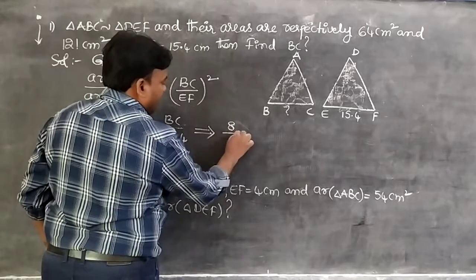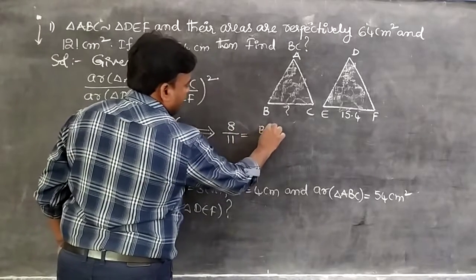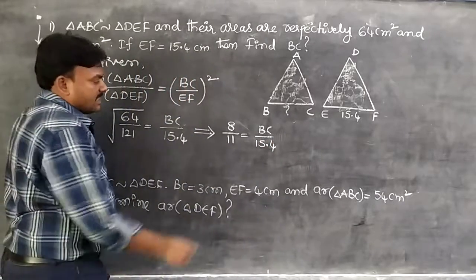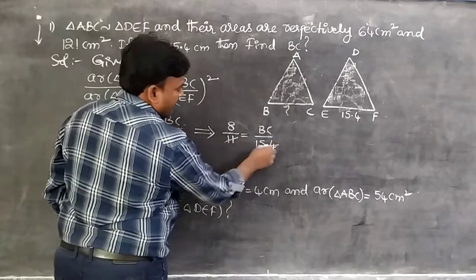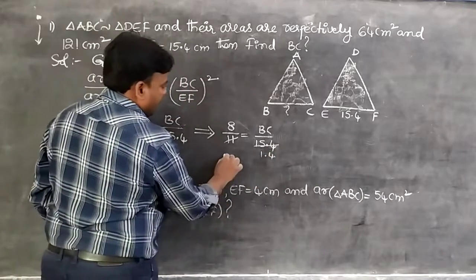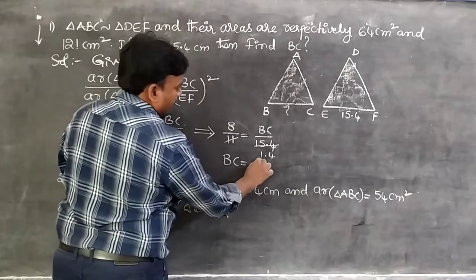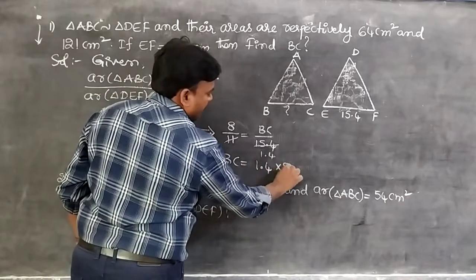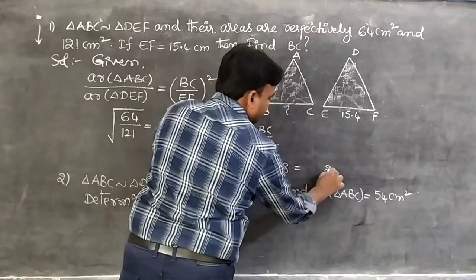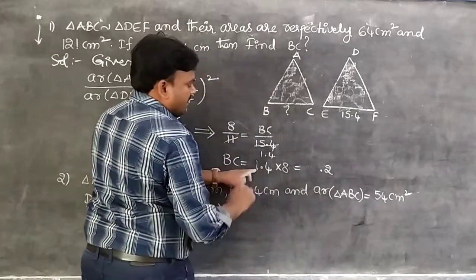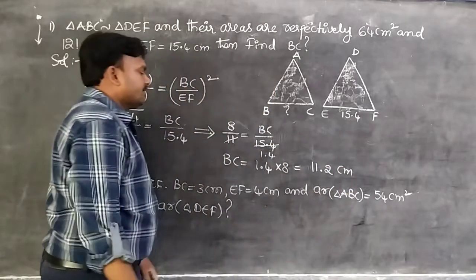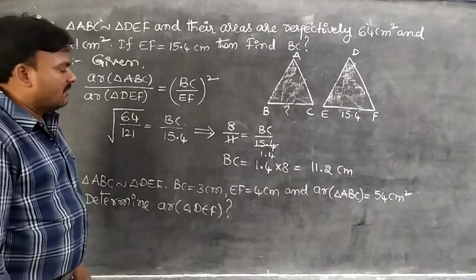So 8 by 11 equal to BC by 15.4. Cancel with the denominator values: 11 ones are 11, 11 fours are 44. Do cross multiplication. Then BC equals 1.4 into 8, which is 8 fours are 32, again 8 ones are 8, 8 plus 3 is 11. So 11.2 centimeters. This is the BC value, students.